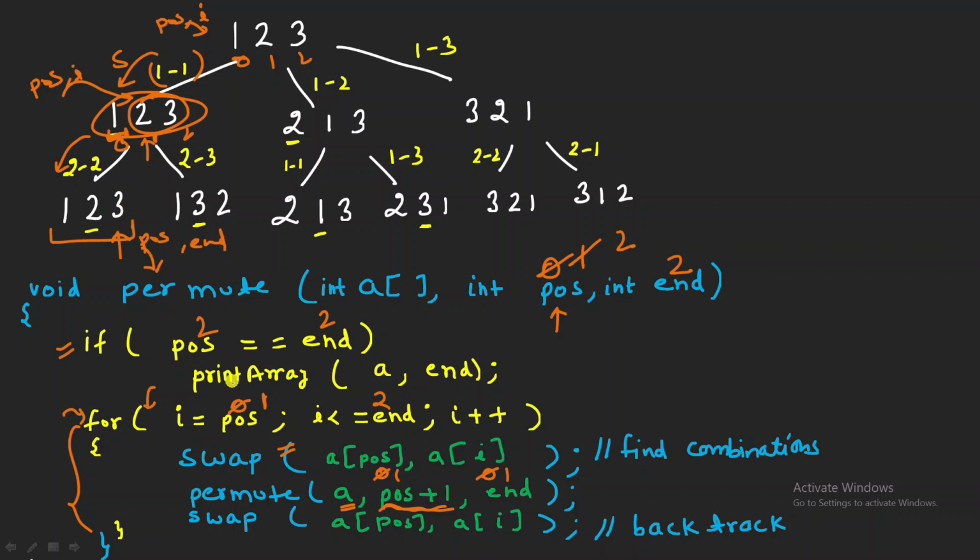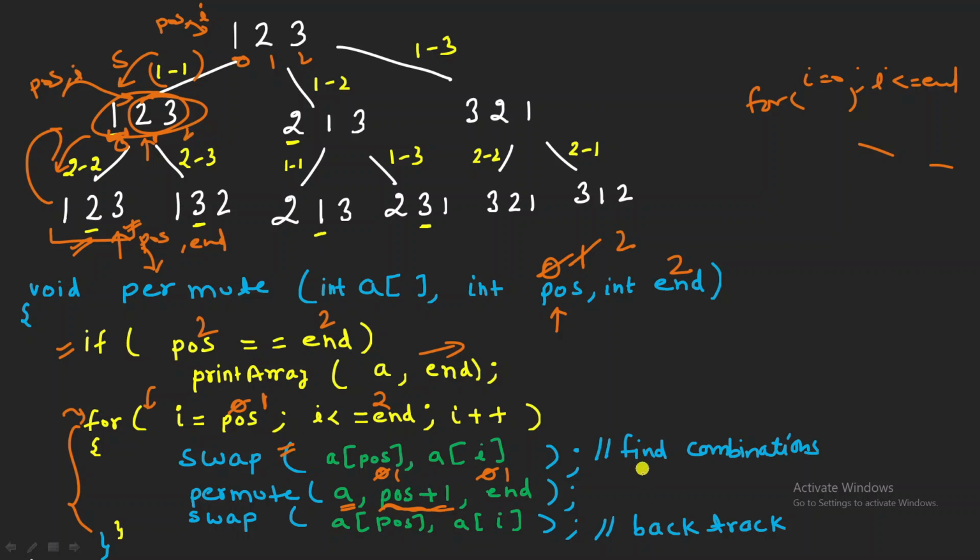Because both are the same, we are simply saying print the array, because we are not moving further. The third element will always be at the correct position. We are printing the array, so we can just call a function and use a for loop to print the array from I equal to 0 to I less than or equal to end, and simply print the array. Okay, 1 2 3.